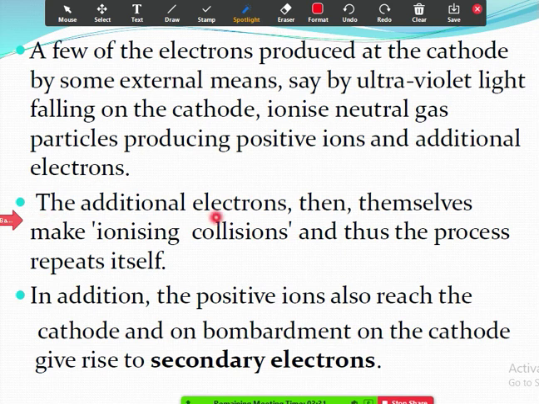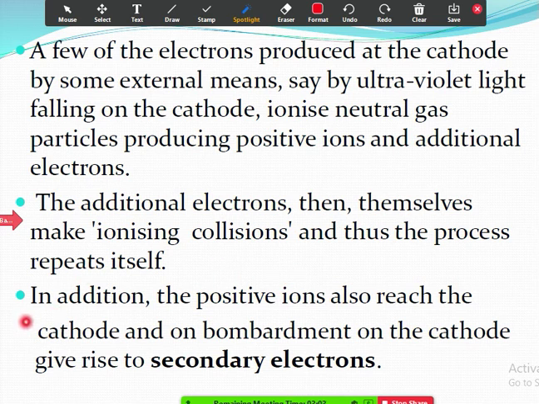The additional electrons then themselves make ionizing collisions. Whatever electrons are created because of collision are called additional electrons, and they create a few more collisions. They further create collisions and the process repeats itself. So electrons will be created because of collisions, and those electrons will again cause collisions, and the process repeats itself.